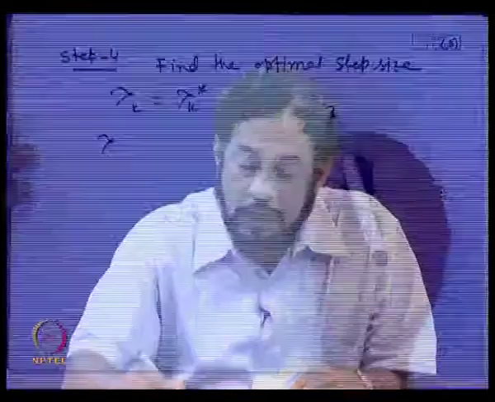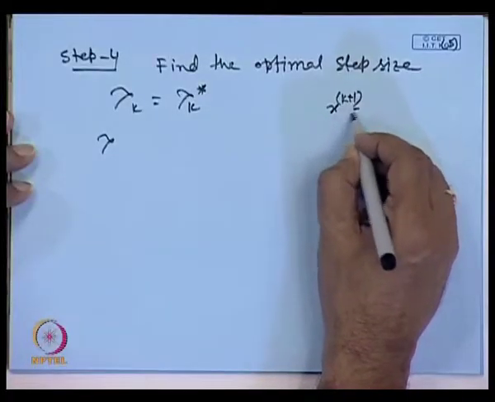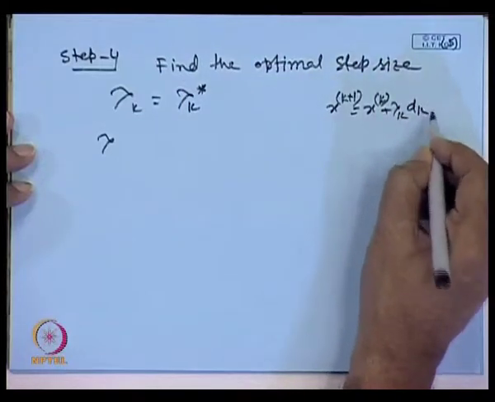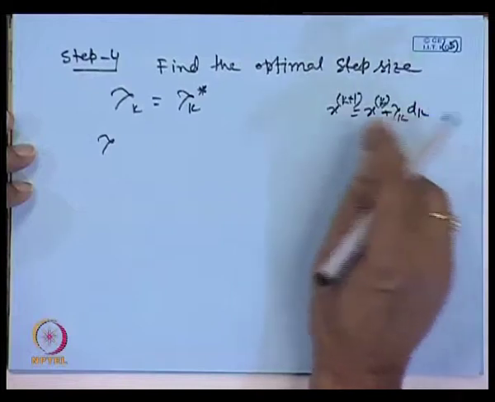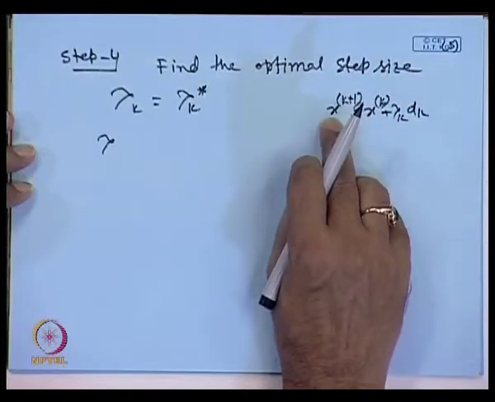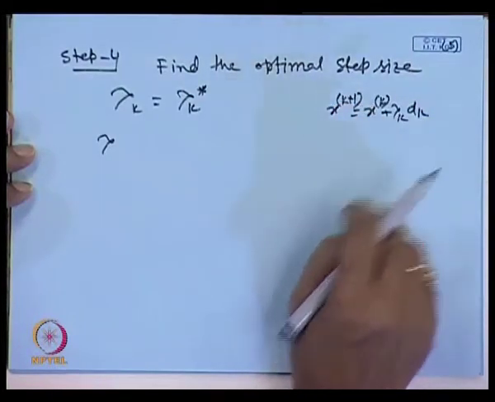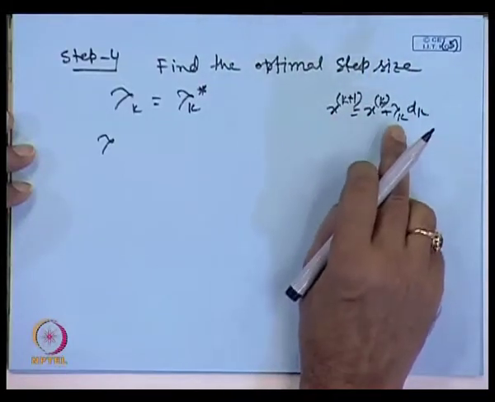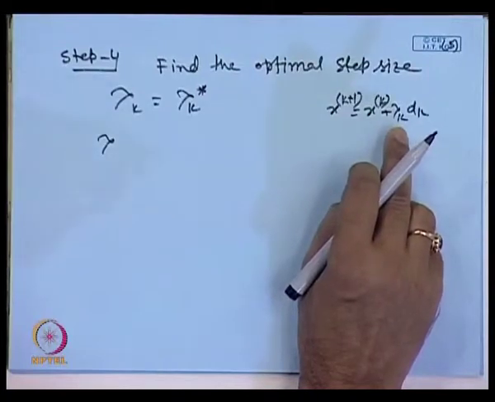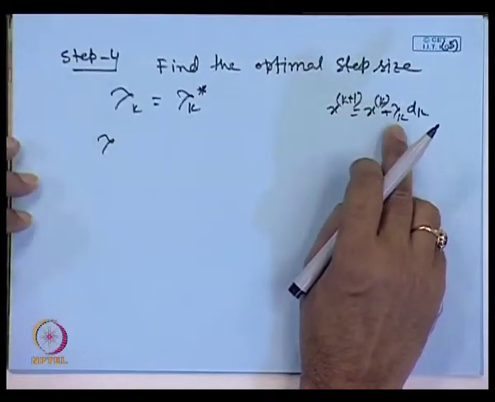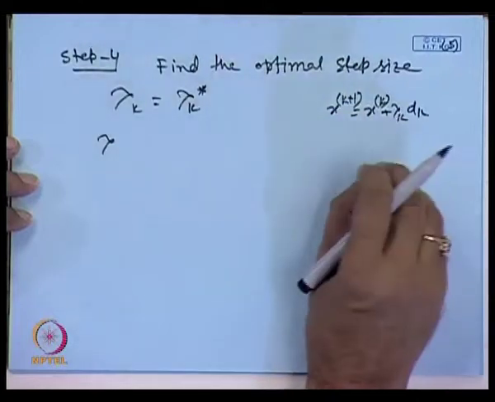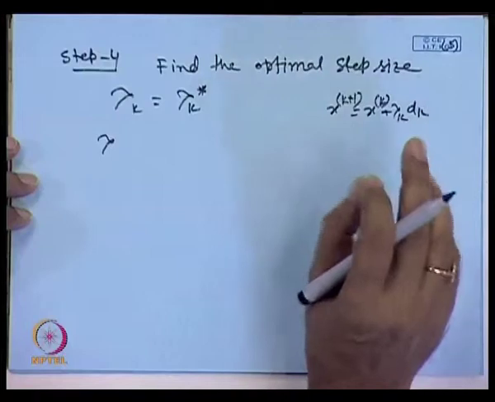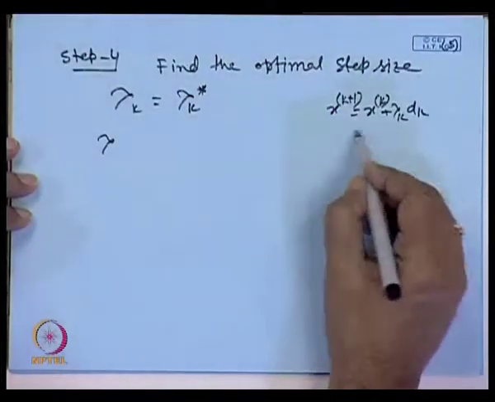You can find out x superscript k plus 1 is equal to x k plus lambda k d k. You know d k, you know x k. So, in the function you put x is equal to x superscript k plus 1. That function will now be a function of lambda k. Now, the question is what should be the choice of lambda k? Now, it is a single variable function. What should be the choice of lambda k, so that the function value will decrease as small as possible in the descent direction? That is our point.